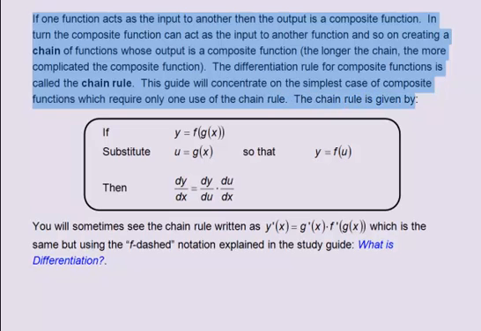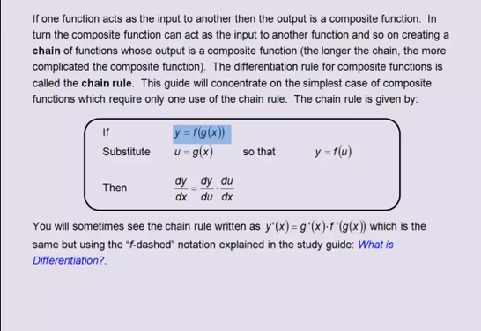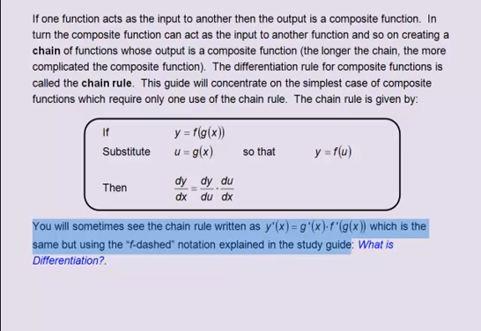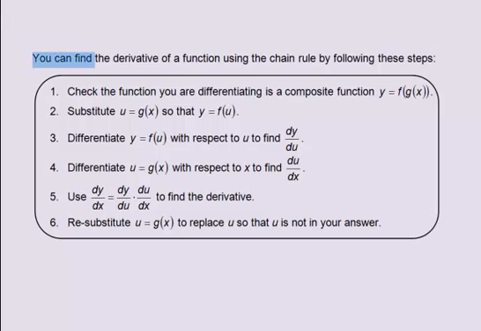The chain rule is given by: if y equals f of g of x and you substitute u equals g of x so that y equals f of u, then, and this is the chain rule, dy by dx equals dy by du multiplied by du by dx. You will sometimes see the chain rule written as y dash of x equals g dash of x multiplied by f dash of g of x, which is the same but using the f dashed notation, explained in the study guide What is Differentiation? You can find the derivative of a function using the chain rule by following these steps.